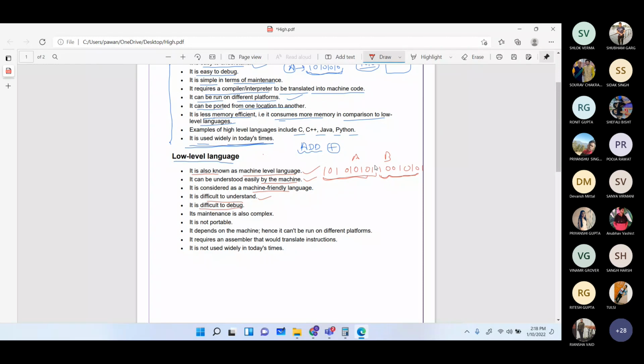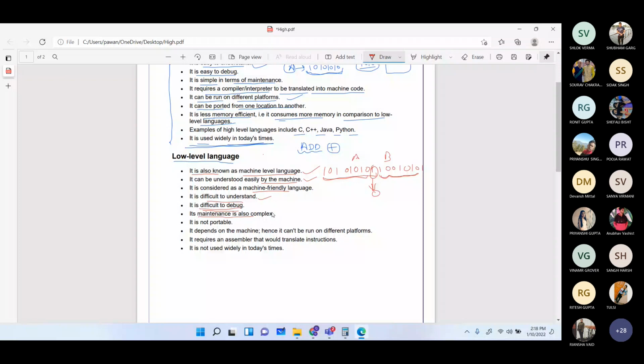Let us suppose there is an error of 1 in this one, in place of this there must be a 0. So you can't debug the code if it is written in this form in front of you. That is why it is called difficult to debug.